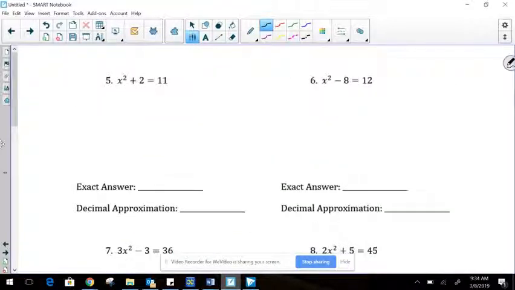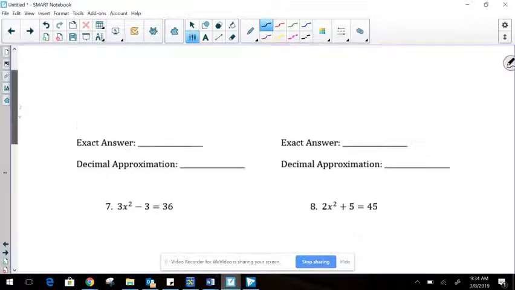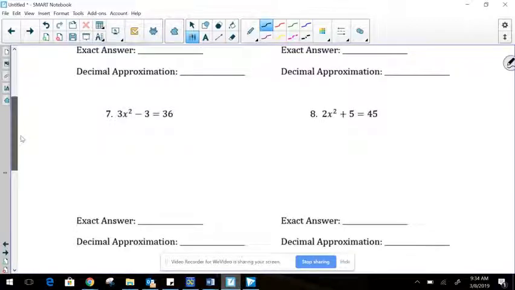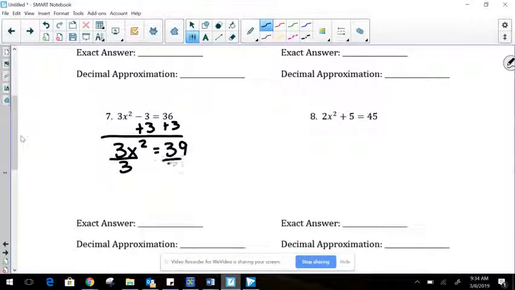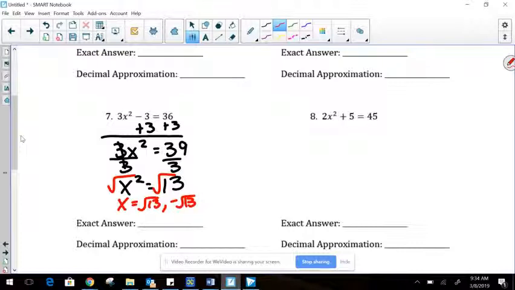Okay, let's go to the back side. All right, now let's do one that's a little bit harder here. Okay, let's go to number 7. So I'm going to add 3 to both sides first. Okay, so I have 3x squared equals 39. Now I will divide by 3. So I'm left with x squared, and then 39 divided by 3 is 13. Okay, then last step, I'll take the square root of both sides. So x is equal to the positive square root of 13 and negative square root of 13.